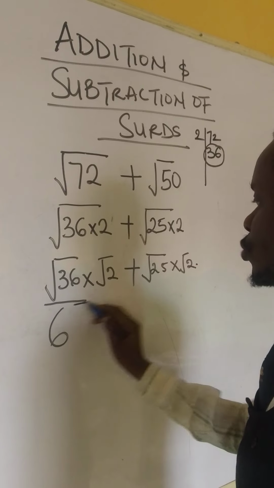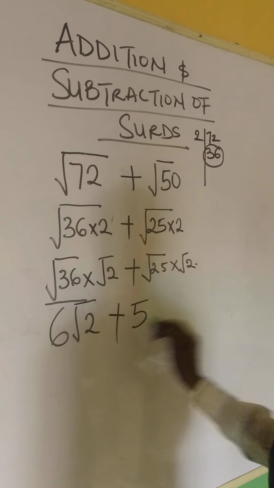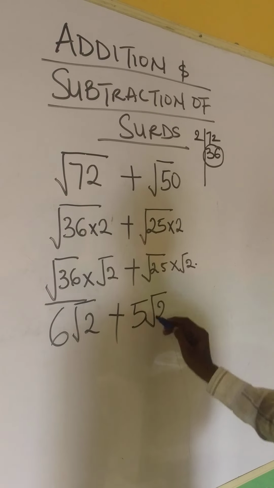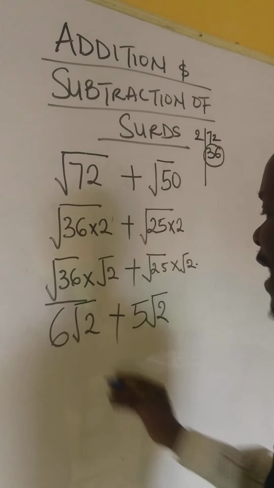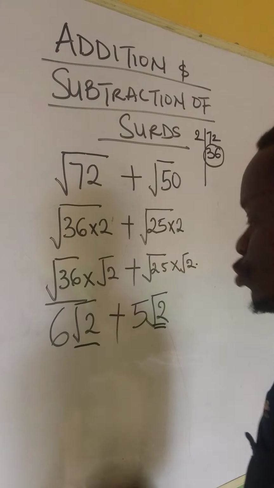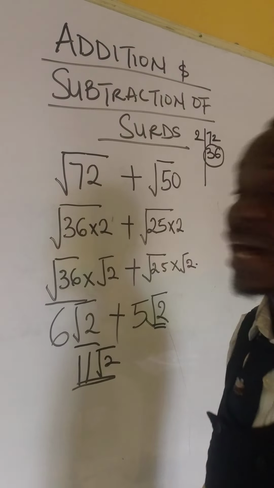Now 6 times root 2 will give us 6 root 2, plus root 25 will give us 5, 5 times root 2, that's 5 root 2. 6 plus 5 will give us 11. Why are we adding? Because they have the same root. So we have 11 root 2. So this is our final answer.